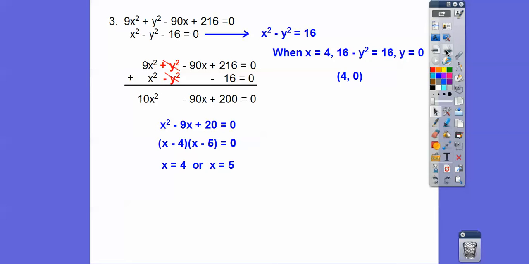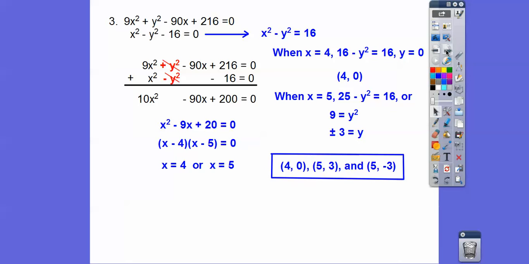Now we plug in 5, well, it gives us that ordered pair. So when we plug in 5, we get y squared equals 9. So don't forget, you guys, y is plus or minus 3. So when x is 5, we get (5, 3) and (5, negative 3). So this ellipse and this hyperbola intersect in 3 different points right there.